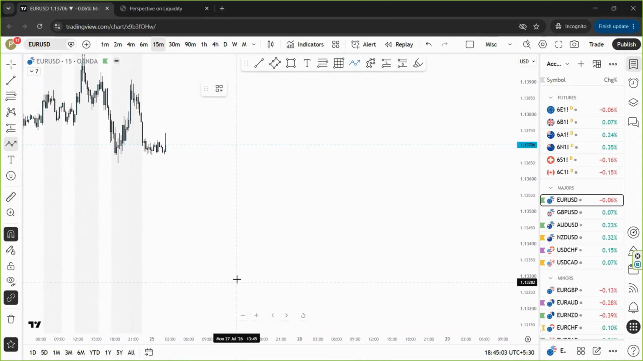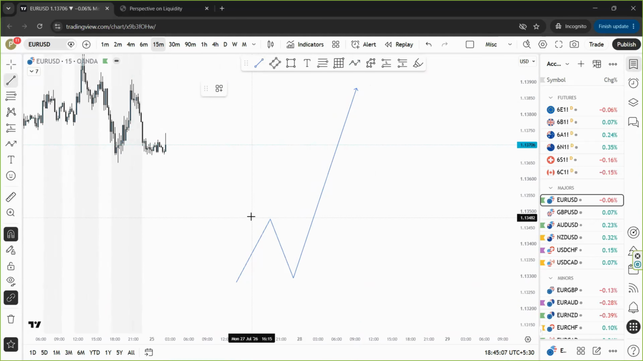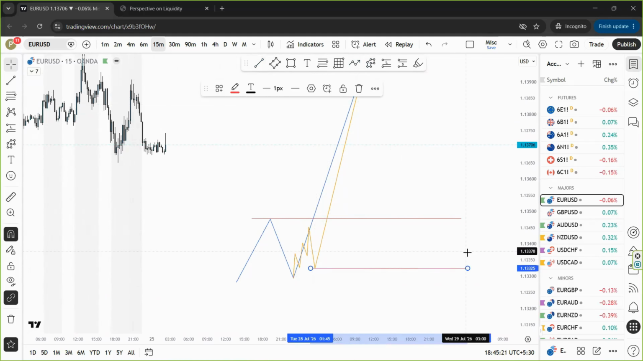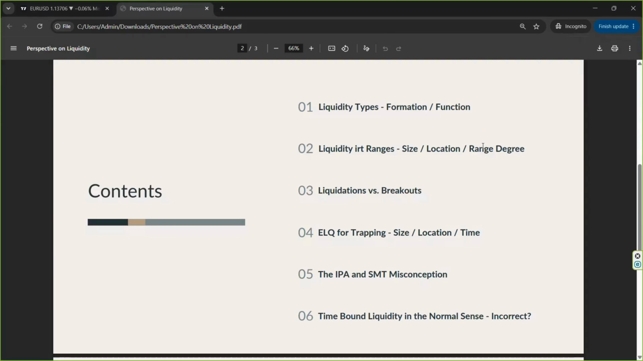Assuming the same scenario, here you have the breakout structure. So if it's internal, whatever is formed should be formed within this. What you're looking for is some sort of minor structure to be formed. Then that is taken out, and you have this one. This would act as minor structure, and the same logic applies here. So this is about range degree.